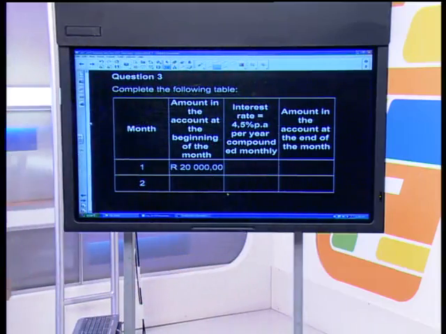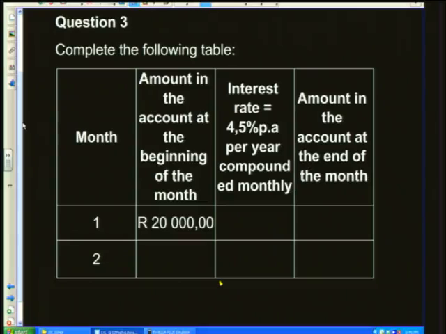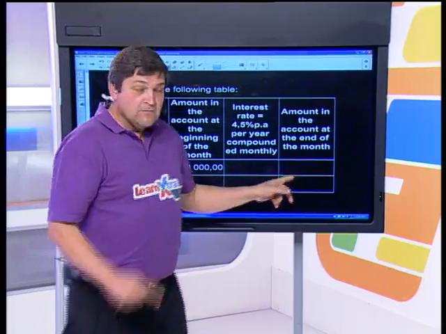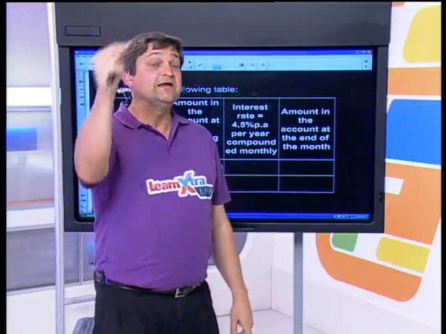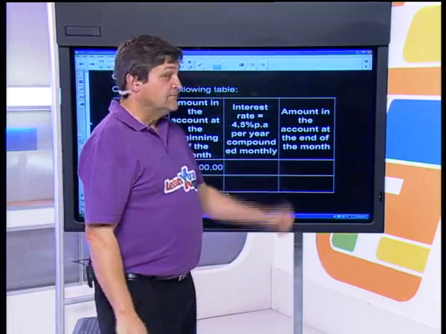Now, let's look at this question behind me. Complete the following table. We put money into a bank for 2 months. The amount in the account at the beginning of that month is 20,000 Rand. The interest rate is 4.5% per year compounded monthly, right? So we've got to now work out how much money we're going to have in this account at the end of month 1. More importantly, how much money are we going to have in our account at the end of month 2?